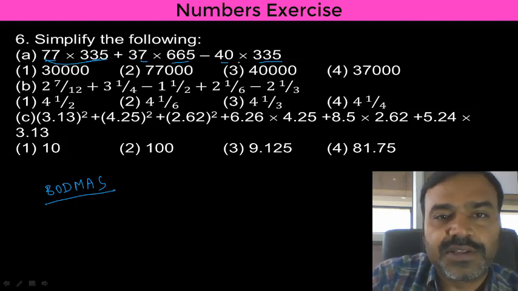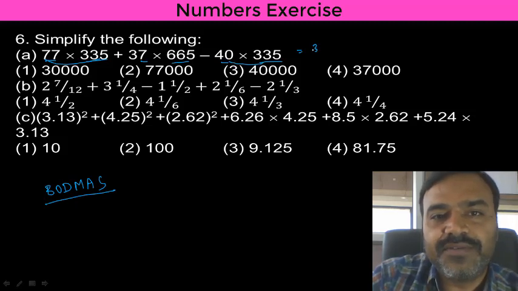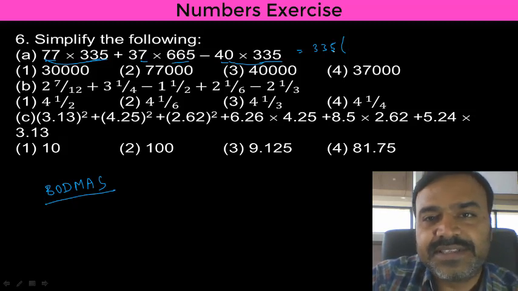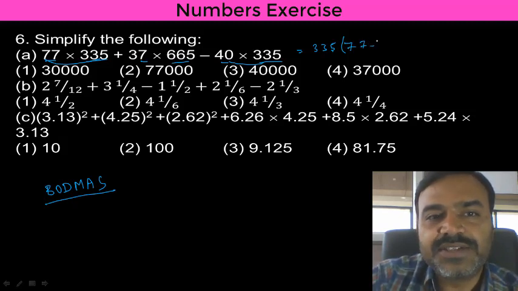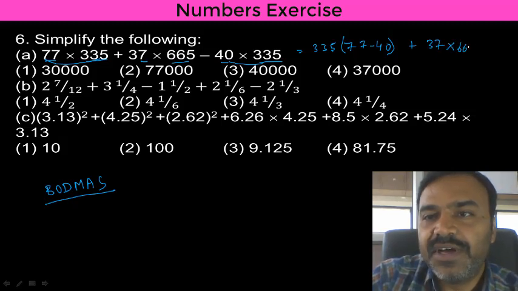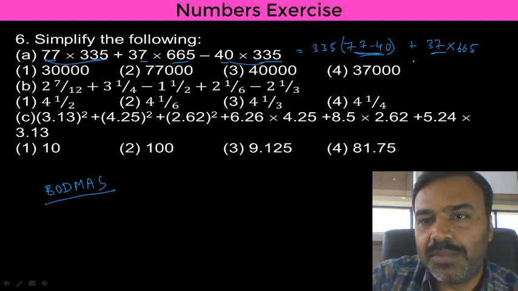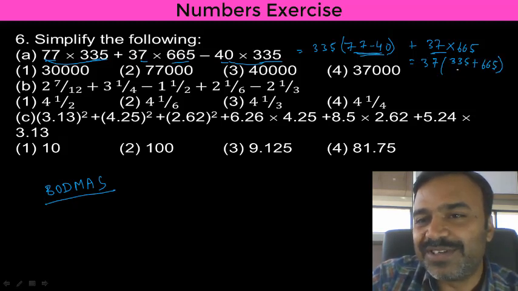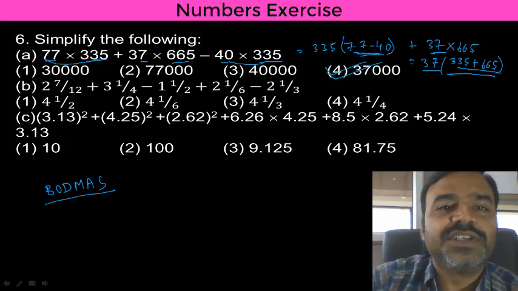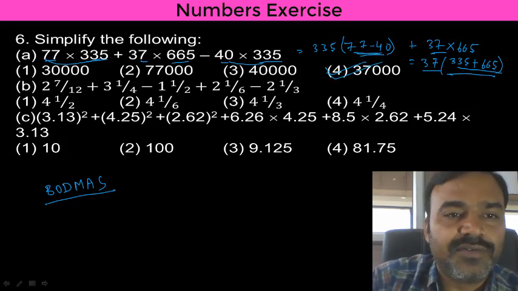Now here you have to be a little careful because this is a little difficult calculation. So let's do one thing. The first one and the third one, let's take 335 common. If you take 335 common, you will get 77 minus 40, and plus 37 into 665. Now see, 77 minus 40 is 37. So 37 and 37 are common. So take 37 out and inside you will have 335 plus 665. Now which is 1000. So 37 into 1000, that is 37,000. Fourth option is the correct one. Right? You have to be a little careful here.